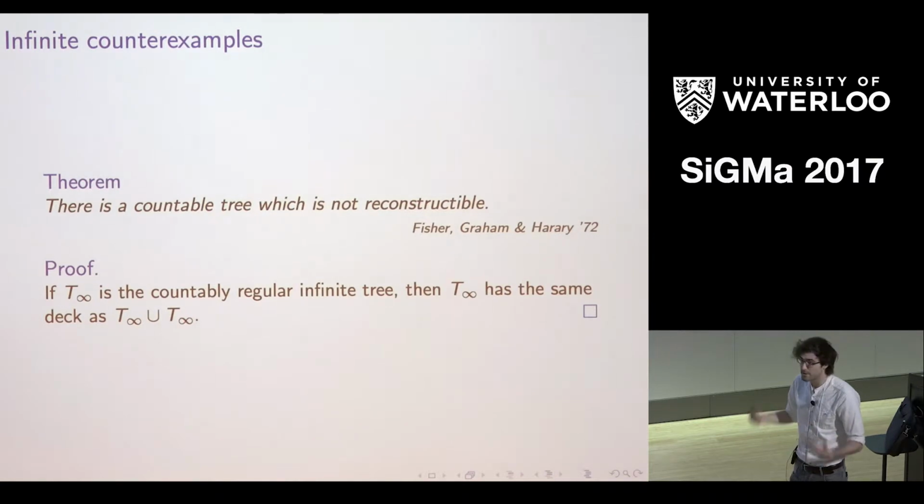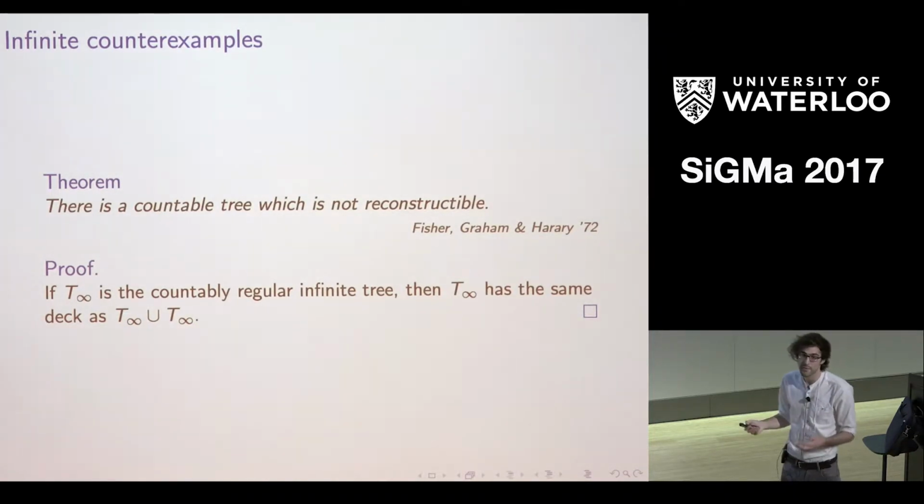Okay, so that's rather sad. The reconstruction conjecture isn't true for infinite graphs, but this counterexample is pathological for maybe a few reasons. Firstly, maybe it's not very nice that one of the graphs is connected and the other is disconnected.